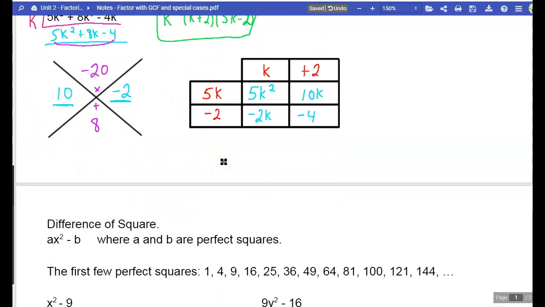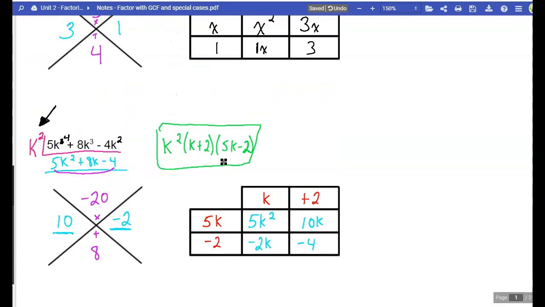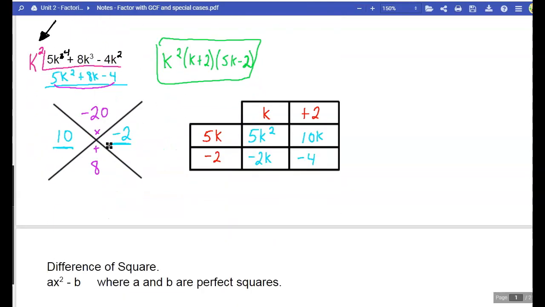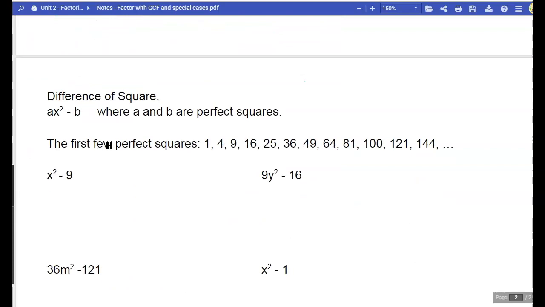Good job. So that is the gist of the special case with the GCF. So each problem you want to ask yourself first, does it have a GCF? That is the first question you're going to ask. Now let's go to the second special case, a difference of squares.